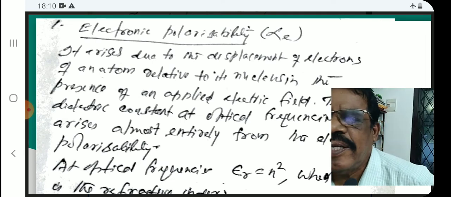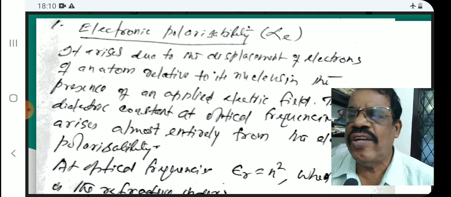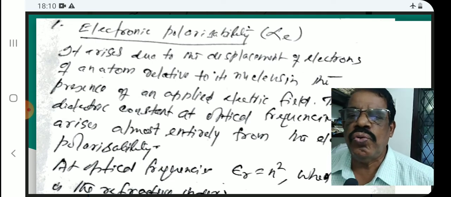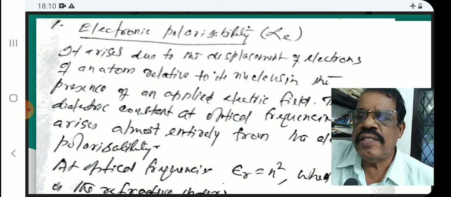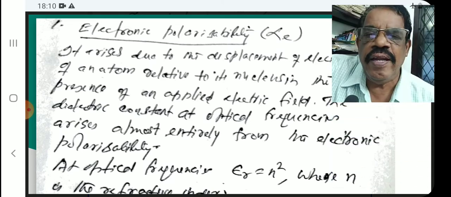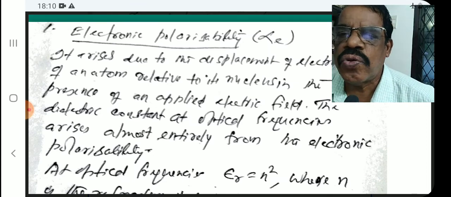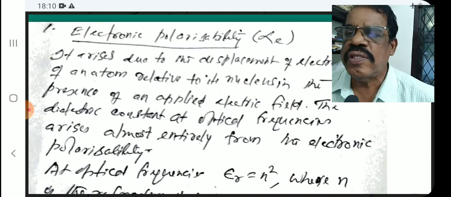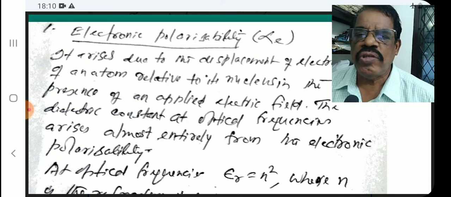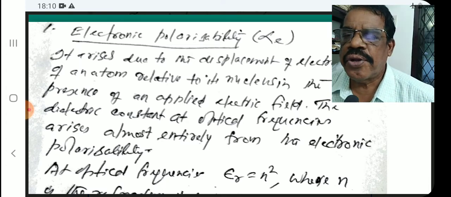Electronic polarizability arises due to the displacement of electrons of an atom related to its nucleus in the process of applied electric field. The dielectric constant at optical frequencies arises almost entirely from the electronic polarizability.